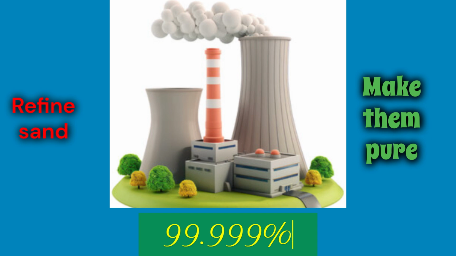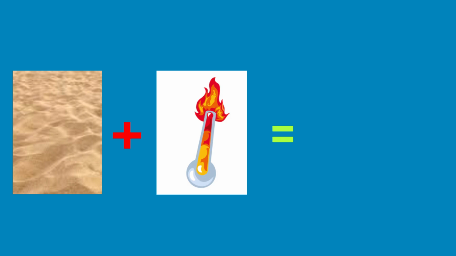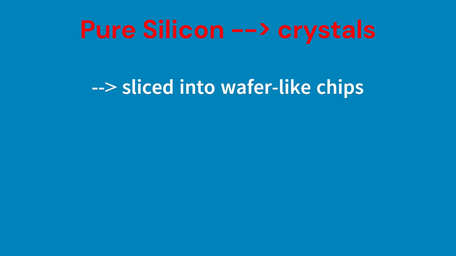The sand is melted at extremely high temperatures to extract pure silicon. Once the silicon is extracted, it gets shaped into crystals and sliced into wafer-like chips. And these chips we get are basically known as computer chips. This accomplishes the first step to building a computer, and there is still a lot of things to know.